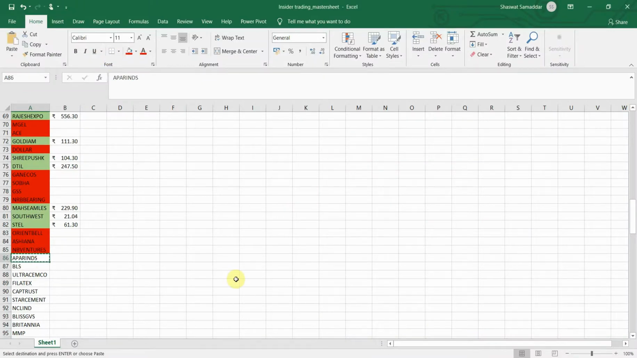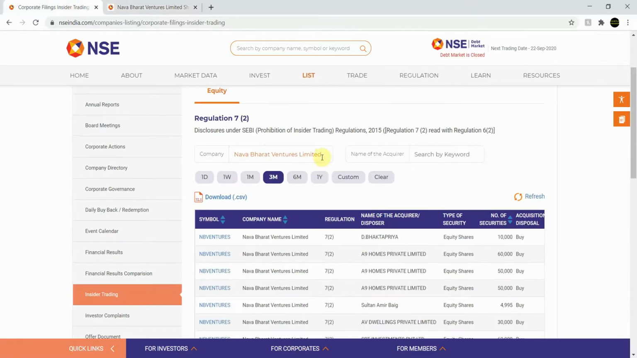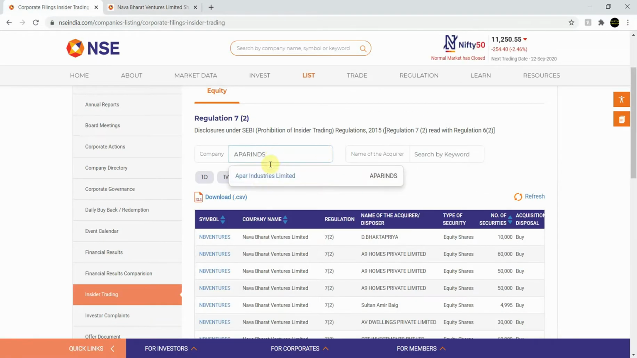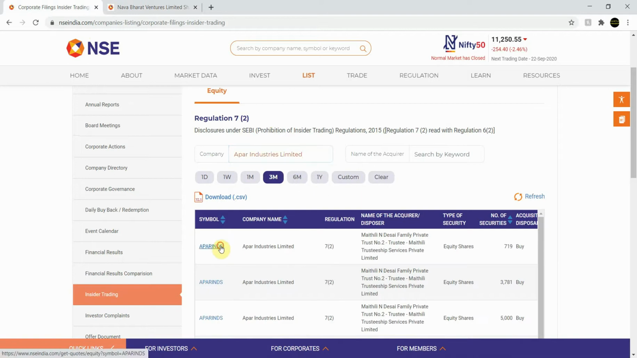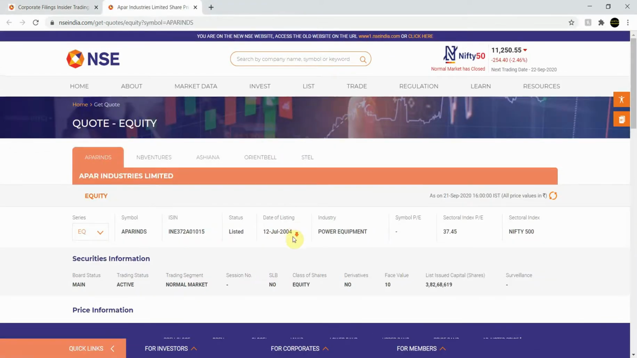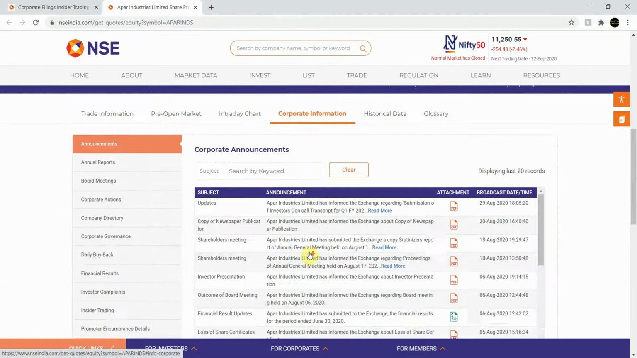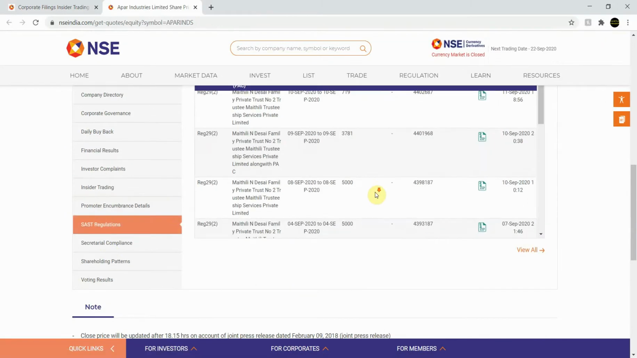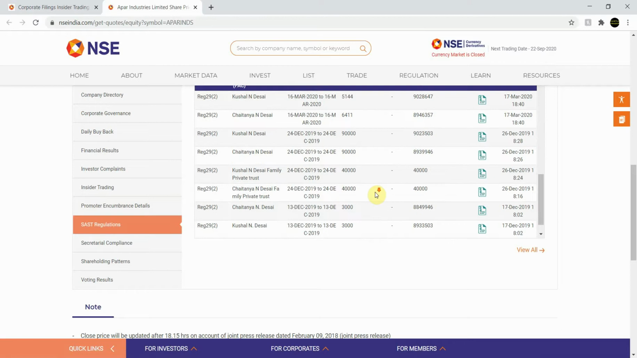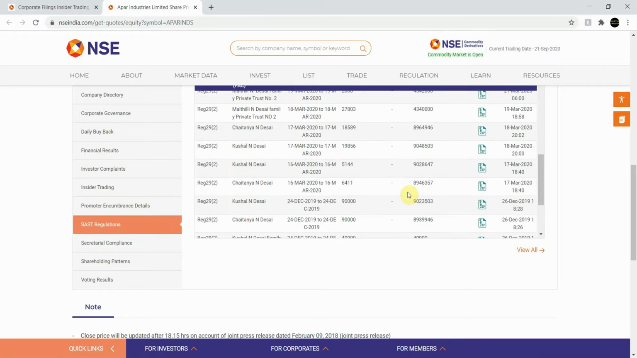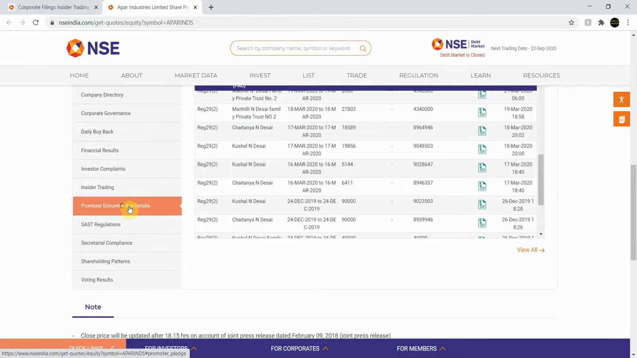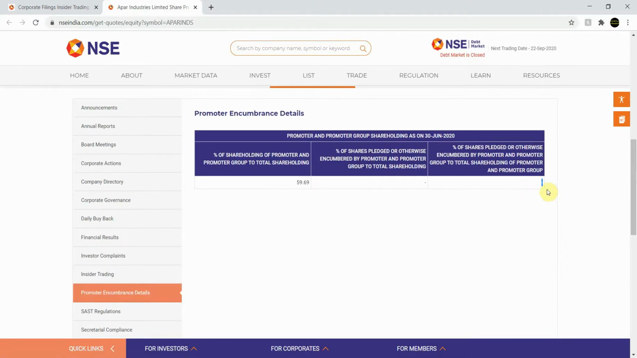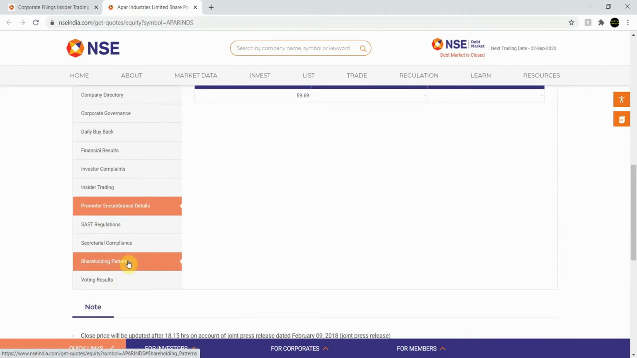Next one, I'll copy it down. I'll paste it right here. It's Apar Industries Limited. I'll click on the symbol of Apar Industries. Next, I'll check the corporate information. Let me just check the SAST regulation first. Okay, so as you can see, no selling has been reported in the recent 6 months. Next, I want to check the pledging. Pledging is 0%, passes the criteria.